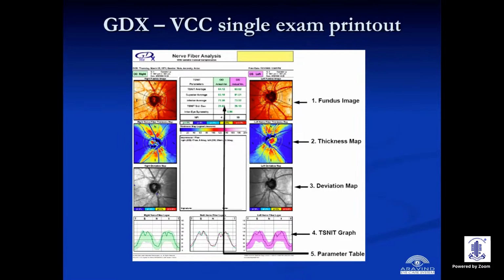It provides key information to correlate with your clinical ONH evaluation and automated perimetry to aid in making a diagnosis. This includes the fundus image, the thickness map, the deviation map, the TSNIT graph, and a TSNIT parameter table is also incorporated. We will try to go through each.